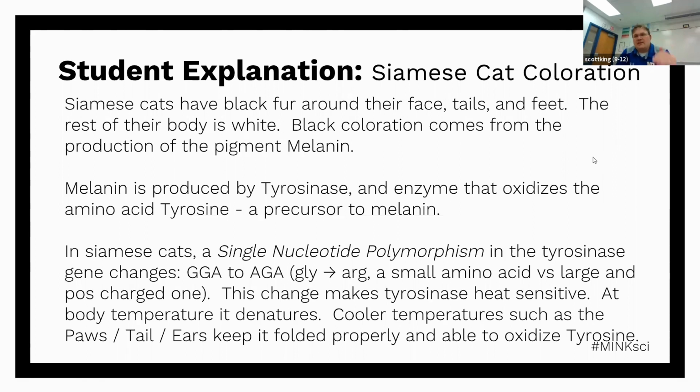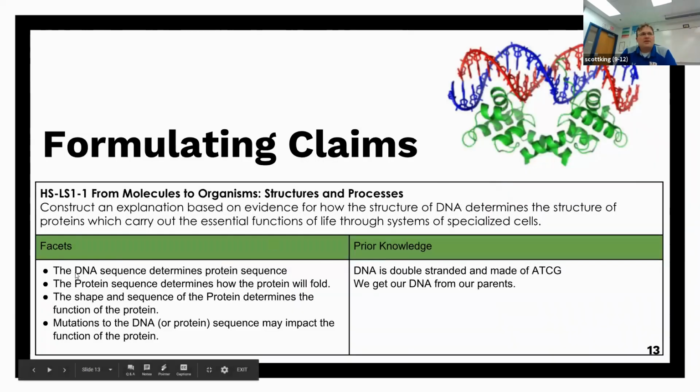So you can see how a detailed student explanation can tie back into my claims here. Do we talk about DNA sequence determining protein sequence? Yes. Do we talk about protein sequencing determining how the protein will fold? Yes. Does the shape and sequence of the protein determine the function of the protein? Yes. And do mutations in the sequence impact the function of the protein? Yes. So since I've covered the facets I needed to cover, this makes it an academically productive phenomenon. This is a good one to start exploring more and trying to write a unit around.